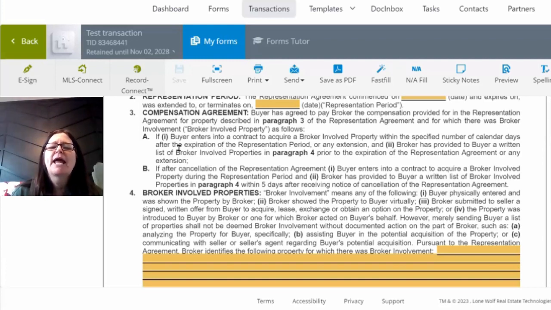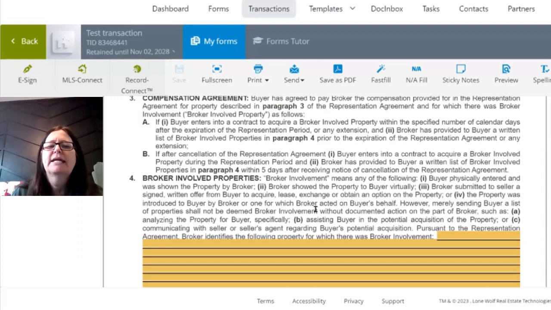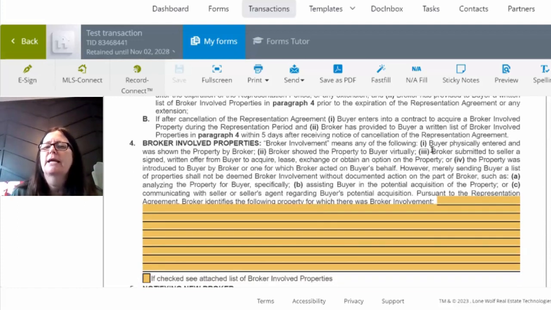Basically, number A is talking about if our BRBC agreement expires. Number B is talking about if we canceled that agreement early. So in both cases, it's extending our right to receive compensation under the BRBC agreement if we've given them this form and we are still within the right timelines. So A is it expired, B is it got canceled. And then here, again, it talks about the definition of what a broker involved property could be or would be.